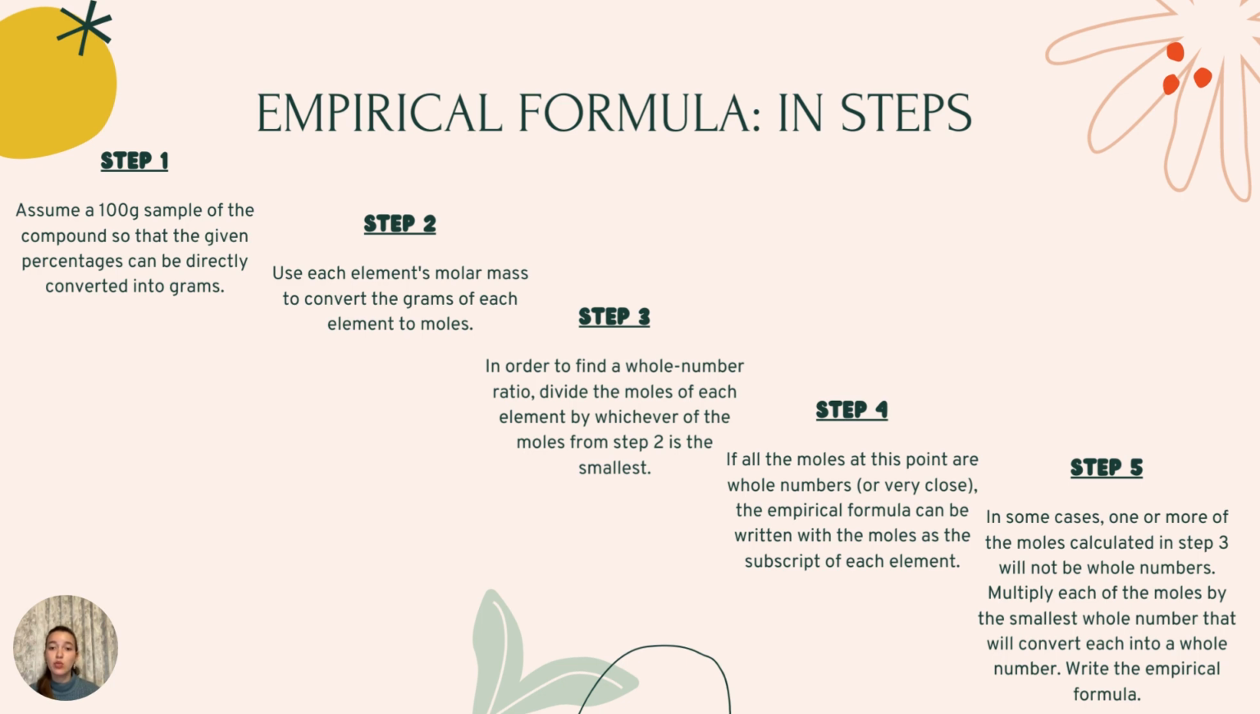we can have one or more of the moles calculated in step 3 not being whole numbers, so we have to multiply each of the moles by the smallest whole number. This way, we can convert this into a whole number and then write the empirical formula using the subscripts.